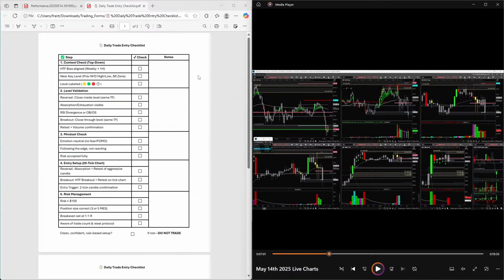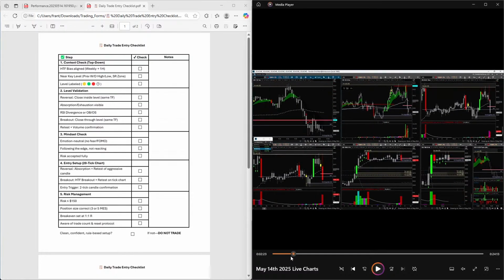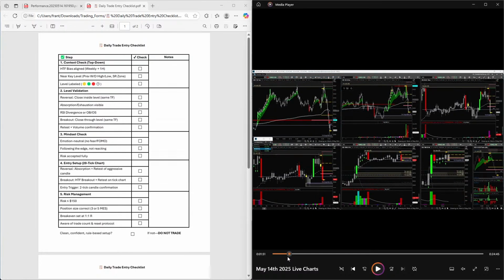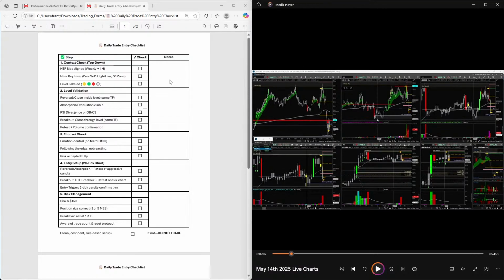So let's look at the trade itself. Alright, so this is it. Did it have a level? Yes, it had a level. It was added. Boom. Did it close inside that level? It did. And you started getting wicks, absorption, exhaustion. Not really, but yes, really. That was getting absorption.